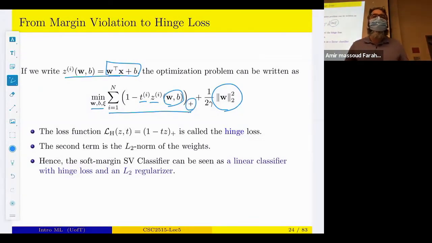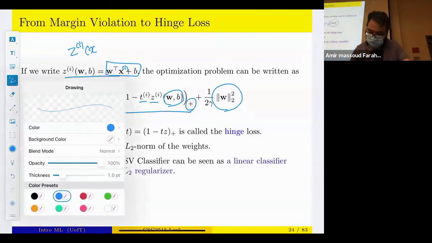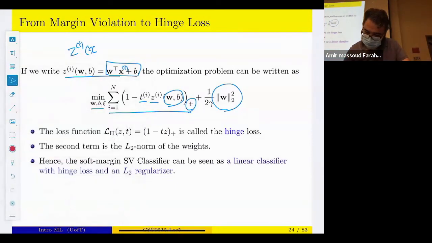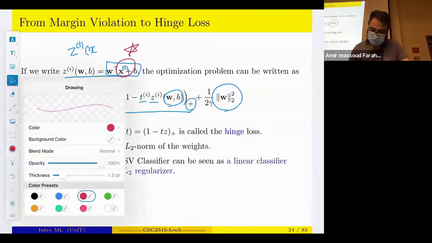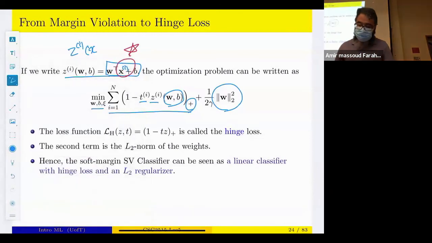Yes? I think in the square, it should be xi. Right. Yeah, I guess, I think we could define it at, no, actually, yes, that's true. Thank you. Okay, that's good. Yes, so z_i is the W transpose x_i.